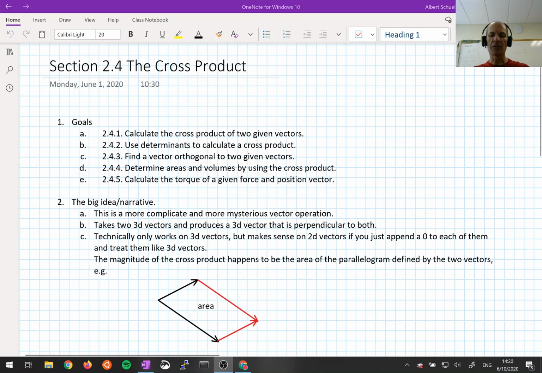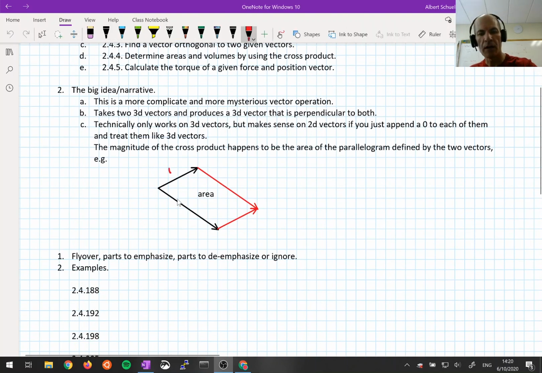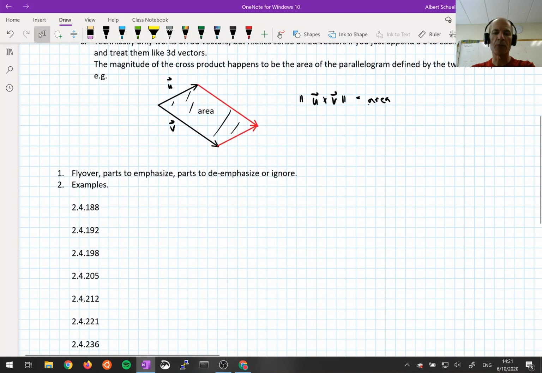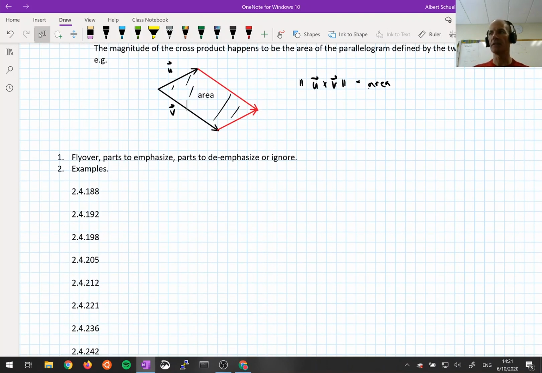And then last, the magnitude of the cross product happens to be the area of the parallelogram defined by two vectors. So if I have two vectors, u and v, and I compute the cross product of u and v, which we don't know about yet, and I take the magnitude of that vector, that equals the area of this parallelogram. And that's really convenient for us. Again, later in the semester when we do surface area integrals, we're going to use this result directly. Let's do a quick flyover of the section and then I'll get to the examples.